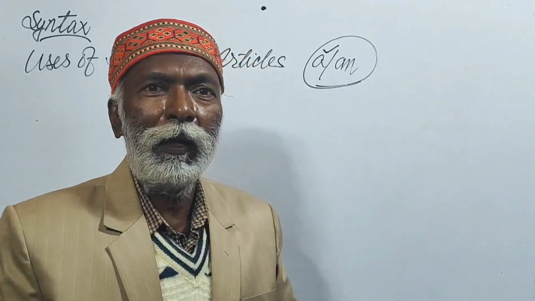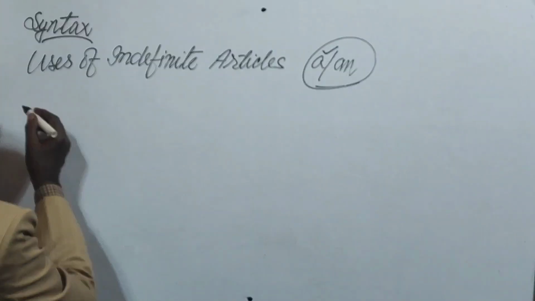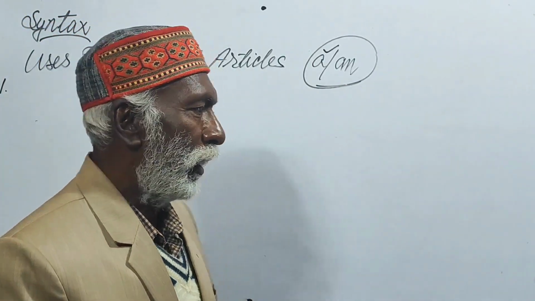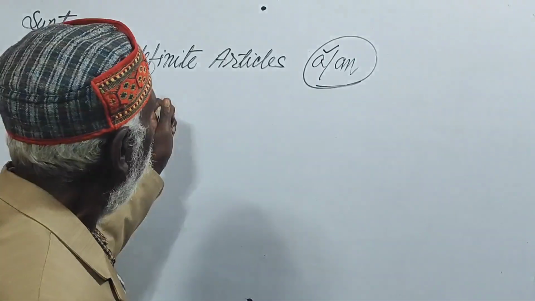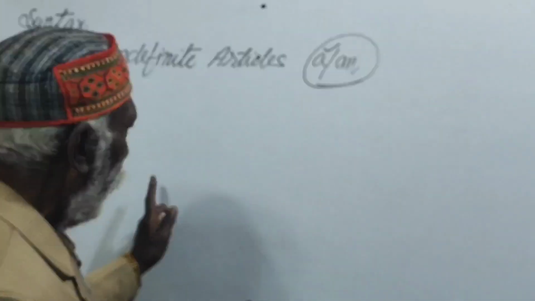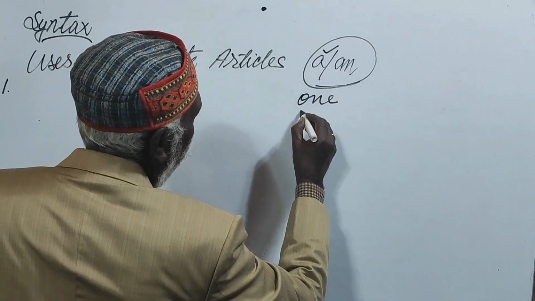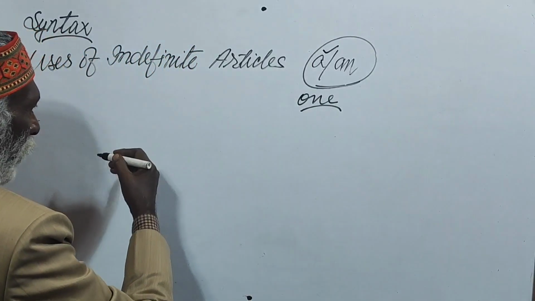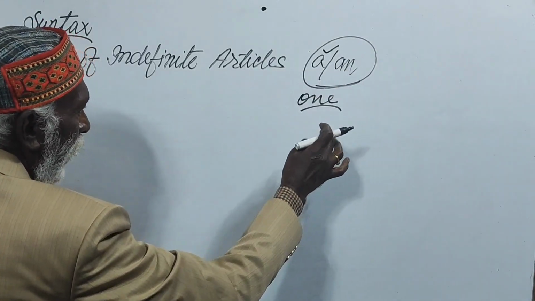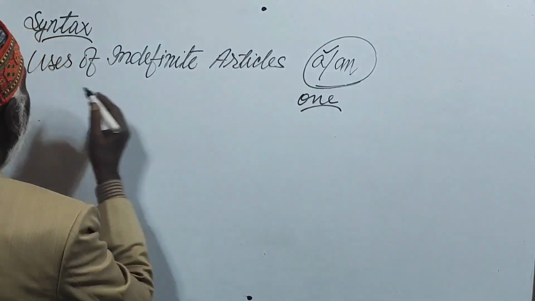Now, some of the cases I would like to highlight, and I would like to give examples. First comes the use in the numeral sense. In that case, the indefinite articles a and an are used in the numeral sense, meaning one. Now, an example here.